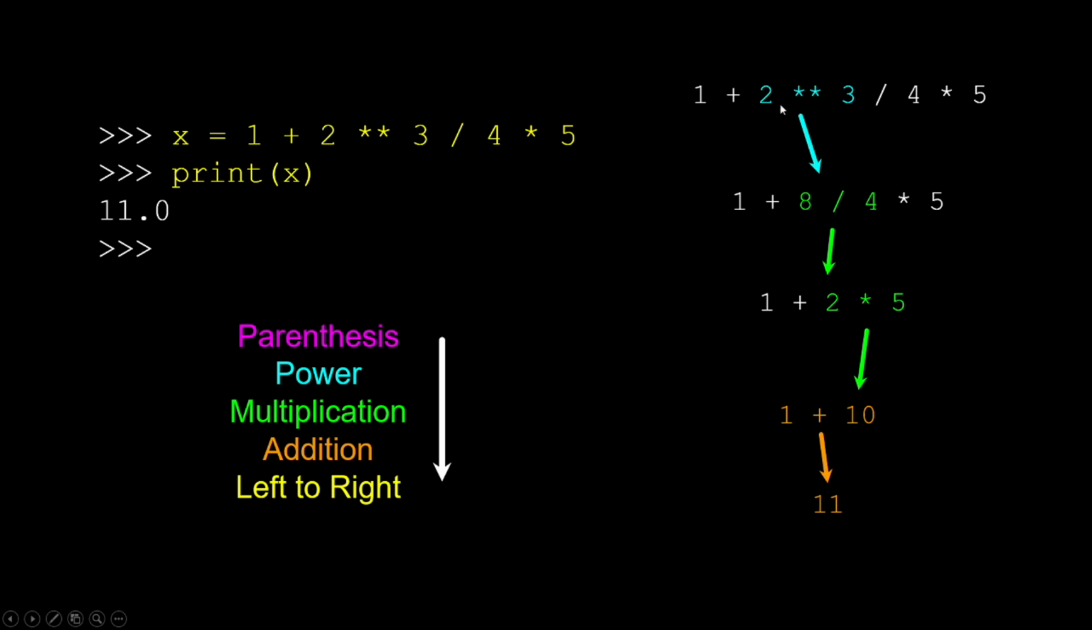Okay, since there is no parenthesis here, we have nothing to evaluate within parenthesis. So, next is power. 2 to the power of 3 is 8. Okay, so we proceed to the next. Just like what we did earlier, we copy the equation to the next line except for those evaluated first. Okay? So, 1 plus 8 divided by 4 times 5.